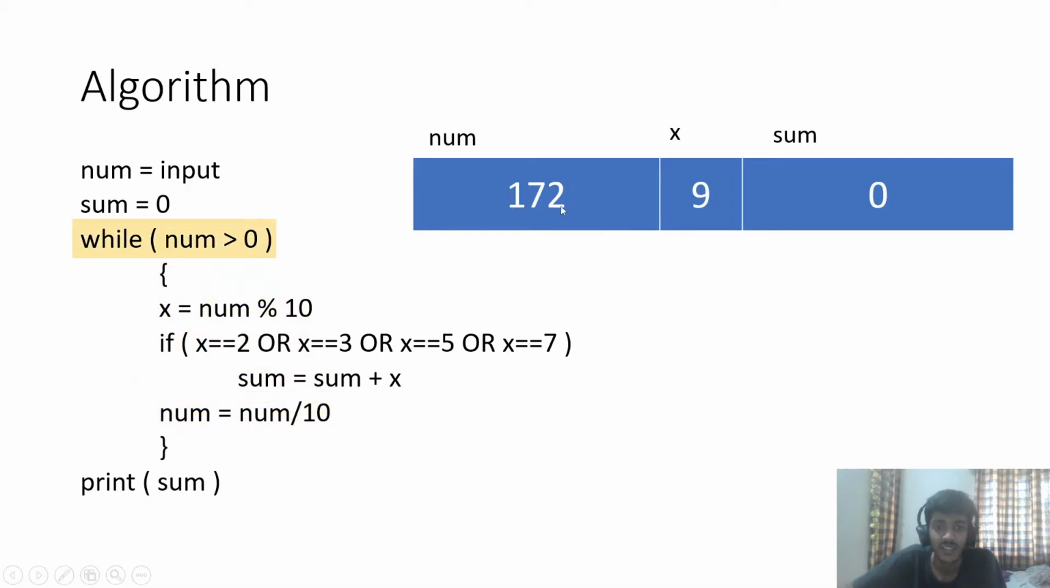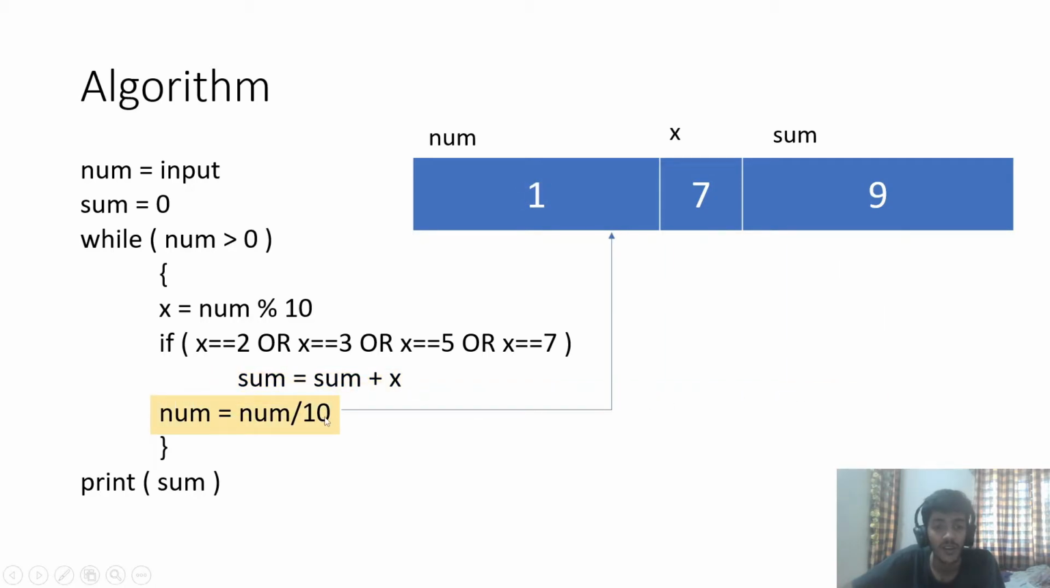And then we check again, 172 is greater than 0, and that's true again. So we put x equal to num mod 10, so x becomes 2, and x is equal to 2, so that's true. So we execute the body of the if statement. So sum is equal to 0 plus 2, so sum becomes 2 now. And we divide num by 10 again, so it becomes 17. And 17 is greater than 0, that's true. So we execute the body again. x is equal to num mod 10, that's 7. And 7 is equal to 7, so that's true. So we execute this again. Sum is equal to sum plus x, so sum equals 2 plus 7, that becomes 9.